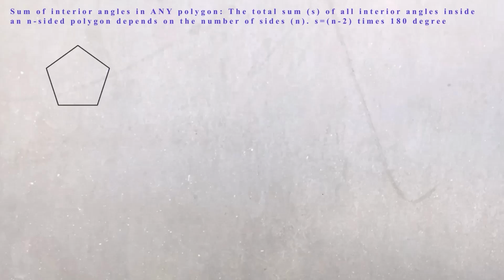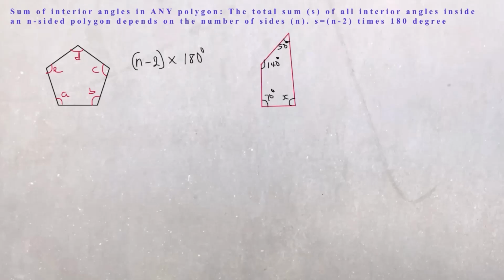Here is an example of a polygon, and we have angles A, B, C, D, and E. The concept states that to calculate the sum of the interior angles in this polygon, N minus 2 times 180 degrees is the formula. Let's consider this example.